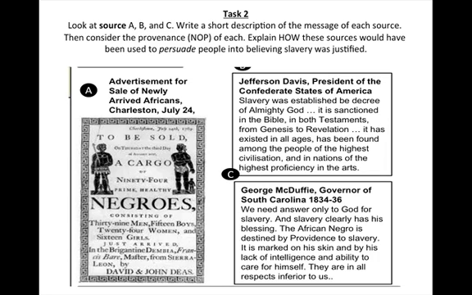Look at sources A and B, write a short description of the message of each source. Then consider the provenance, the nature, the origin and the purpose of each of the sources. Explain how these sources would have been used to persuade people into believing that slavery was justified.